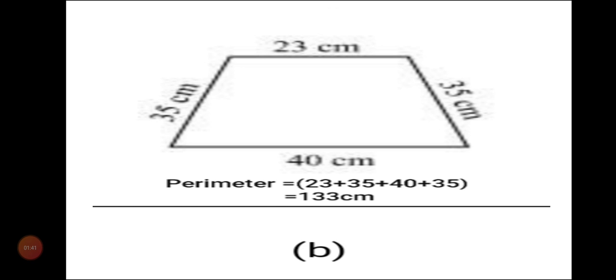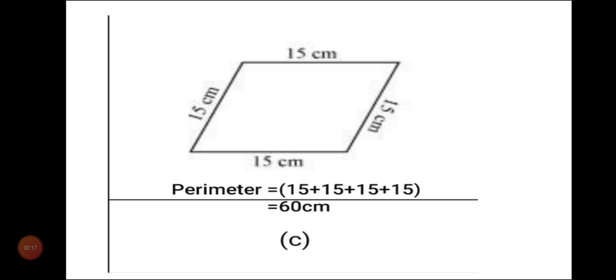Similarly, part B is a four-sided figure again, in which four sides are given to us. The topmost side is 23 centimeter, the right-hand side is 35 centimeter, the bottom side is 40 centimeter and the left side is 35 centimeter. To find its perimeter, again we have to add all the four sides, that is 23 plus 35 plus 40 plus 35 centimeter. Do not forget to write the units.